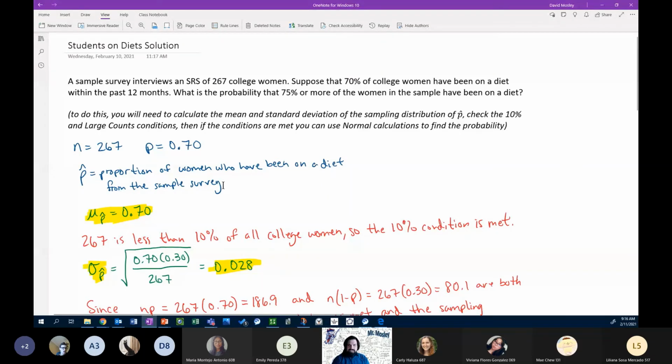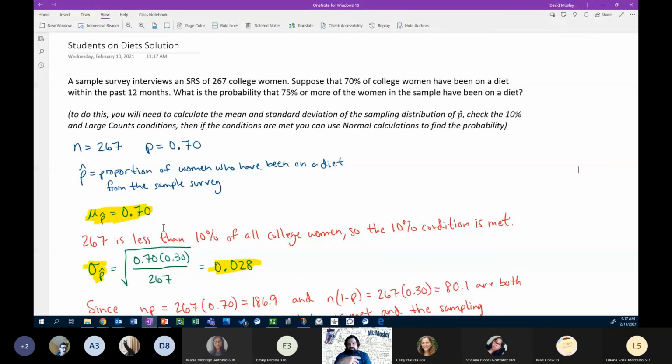I just kind of data dump. N equals 267, P, the population proportion, is 0.70, p hat is equal to the proportion of women who have been on a diet from the sample survey. The mean of p hat is 0.7, the same as the population proportion. 267 is less than 10% of all college women. So the 10% condition is met.